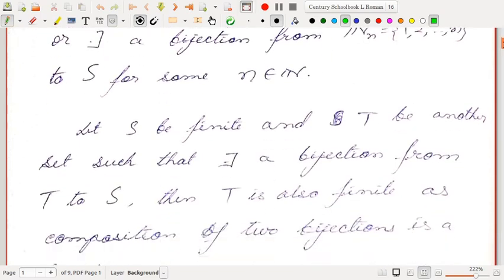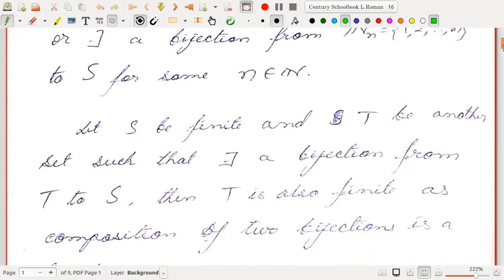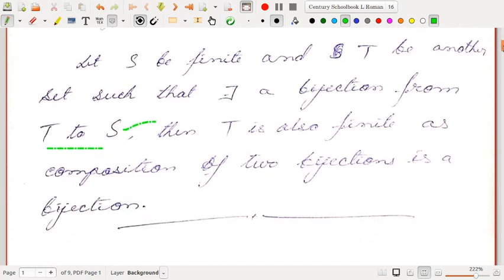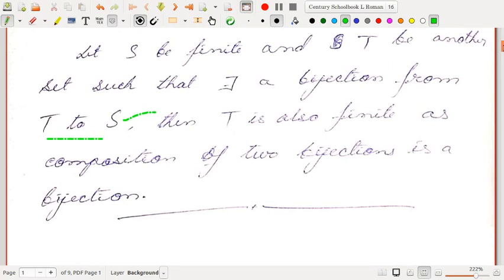Now let S be finite and T be another set such that there exists a bijection from T to S. Then we can conclude that T is also a finite set, because the composition of two bijections is a bijection. So there is a bijection from T to S, and S is already given to be finite. That means there is a bijection from S to the set of first n natural numbers. Then there is also a bijection from T to the set of first n natural numbers, right?